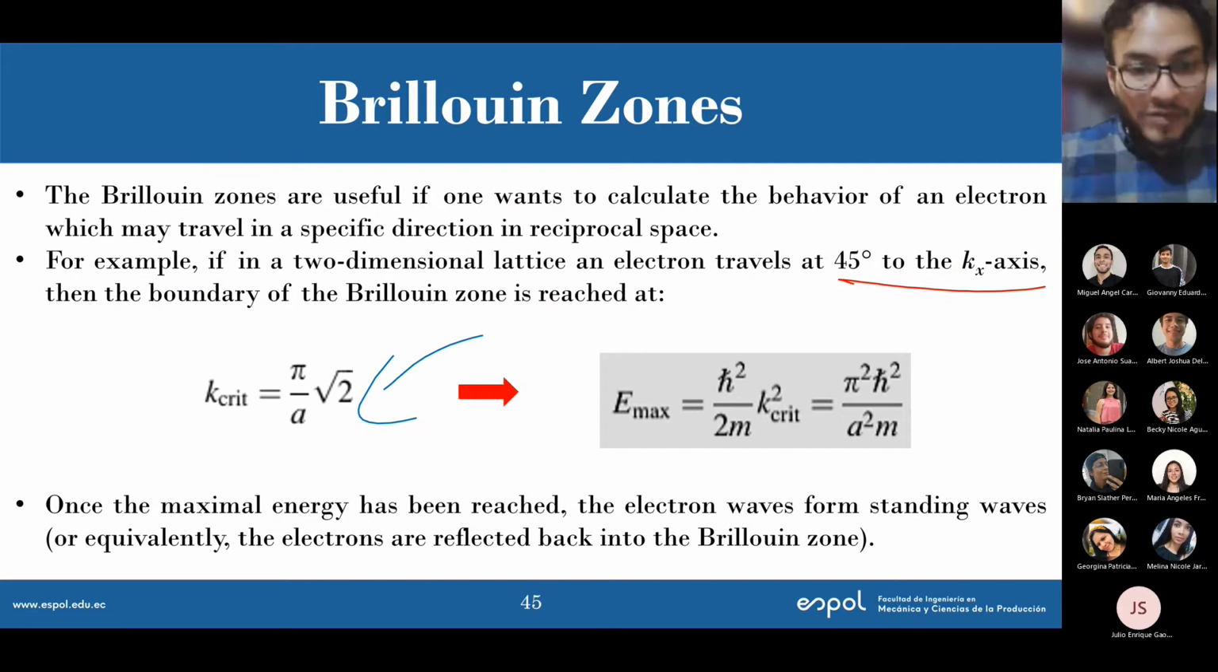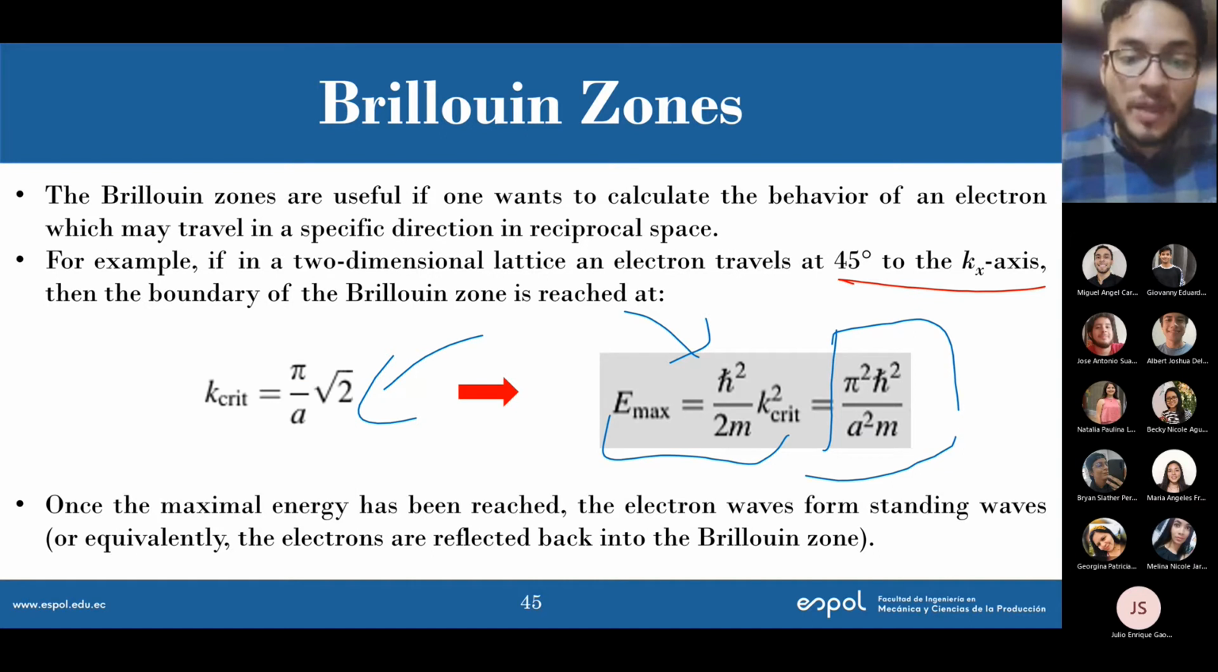That's just trigonometry. You get that, right? Now, if we plug that into the equation that we've had, we get this. That's just plugging in. So that energy at this K critical value is called the maximal energy, or the max energy. What happens at that value? So what happens when the maximal energy is reached?